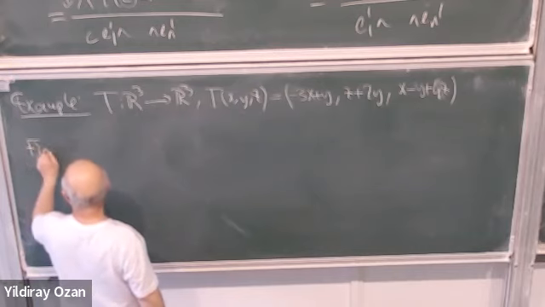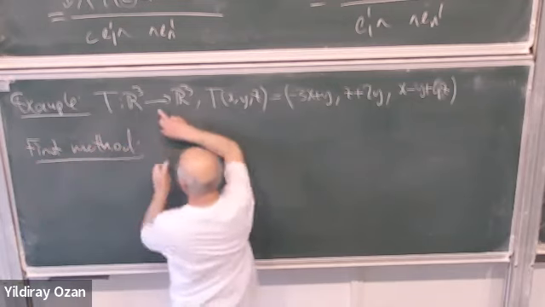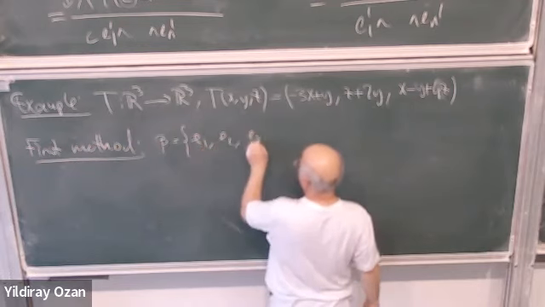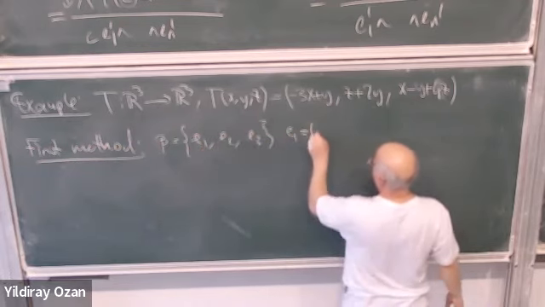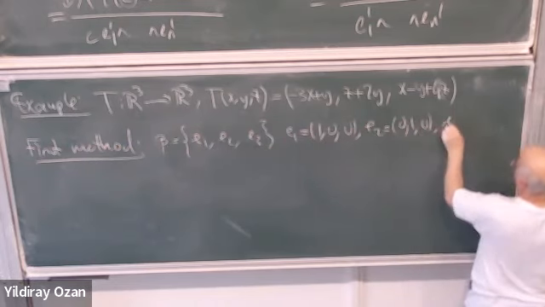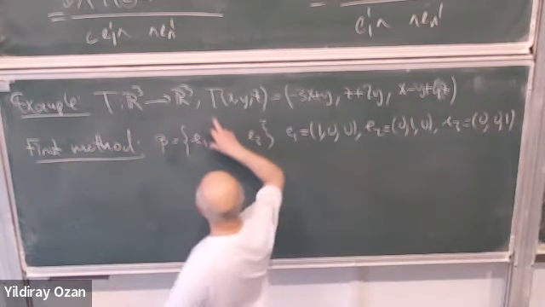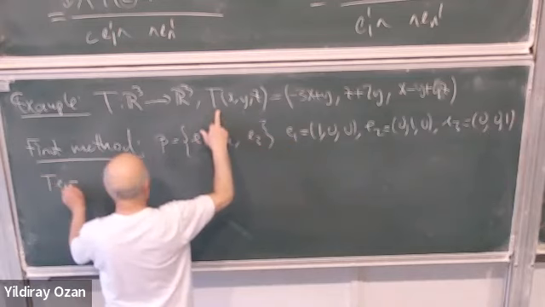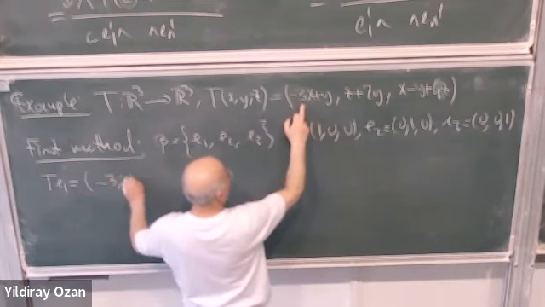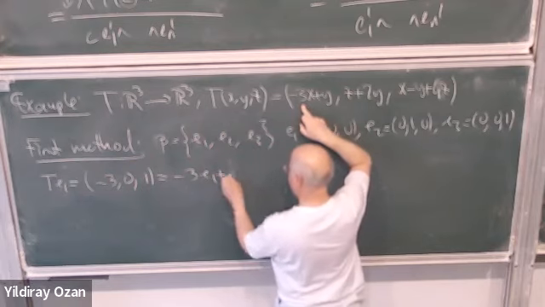First method, take a basis for R3. Hangisini seçelim? E1, E2, E3 değil mi? Standart basis. 1, 0, 0, 0, 1, 0, 0, 0, 1. And then write its matrix representation. What is TE1? 1, 0, 0. What is this? This is minus 3, 0, and 1. So it is minus 3E1 plus E3.